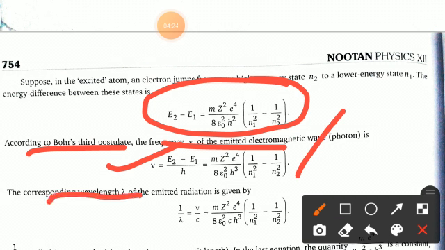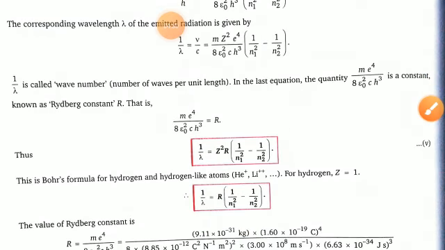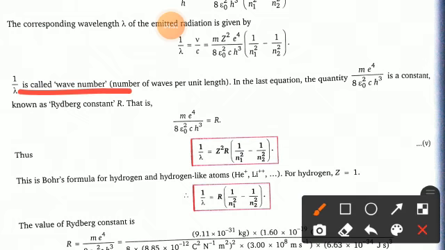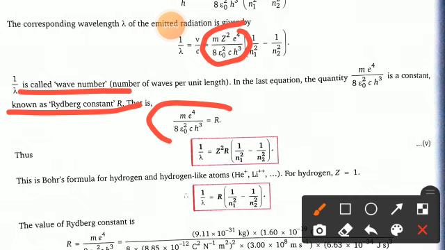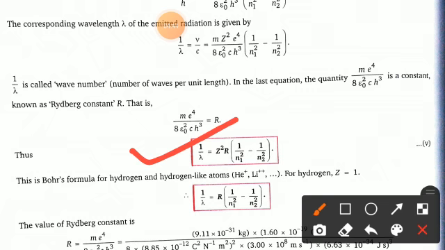The corresponding wavelength of the emitted radiation, this is the corresponding wavelength. Fine. Where 1 upon lambda is called the wave number, the number of waves per unit length. In this last equation you can put a constant known as the Rydberg constant. We can replace it by the Rydberg constant, which is R. So we can write the wavelength as 1 by lambda equals Z square R times 1 upon n1 square minus 1 by n2 square. This is Bohr's formula for hydrogen and hydrogen-like atoms.